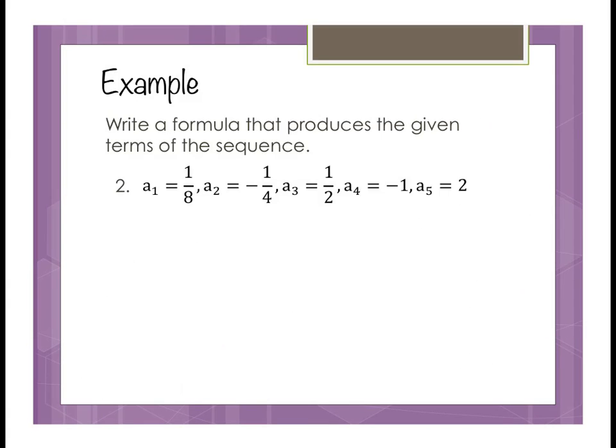All right, we're going to go the other direction. So in the last problem, we took a general term, 4 over n factorial, and we found some specific terms, a1 through a6. Now we're going to take some specific terms, and we're going to take a look at finding a general pattern for how that happens. So the specific terms we have are 1/8, -1/4, 1/2, -1, and 2.